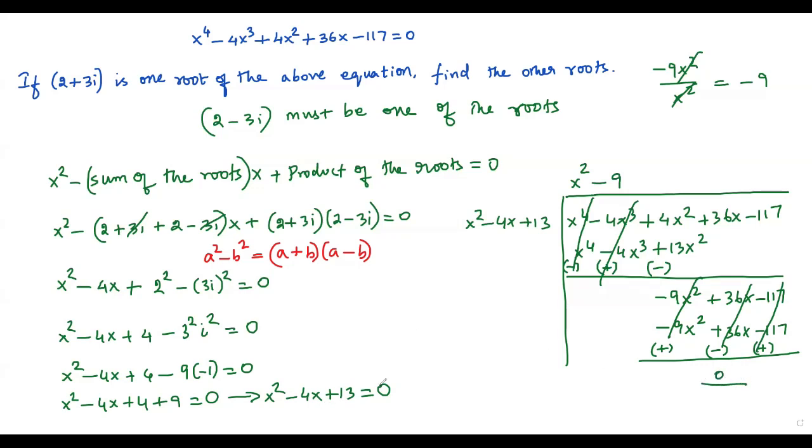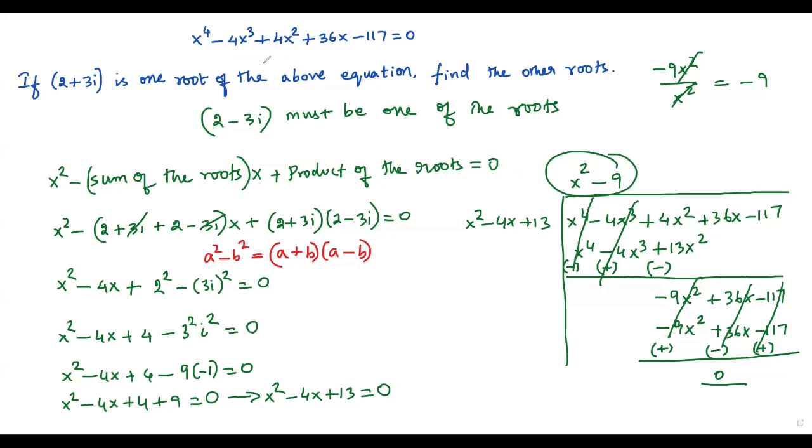Because I got this quadratic equation using the two roots of the given equation, 2 positive 3i and 2 negative 3i, we already know that this quadratic expression is one of the factors of the polynomial on the left side. Since x squared minus 4x plus 13 is one of the factors of this polynomial, when I divide this polynomial by this quadratic expression, I'm getting remainder 0. Then what is the other factor of this polynomial? That is the quotient that we get in long division, that is x squared minus 9.